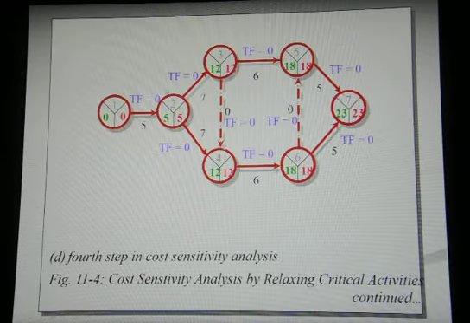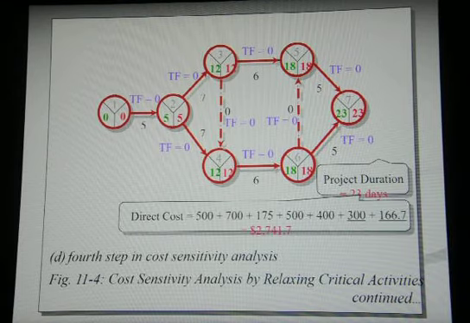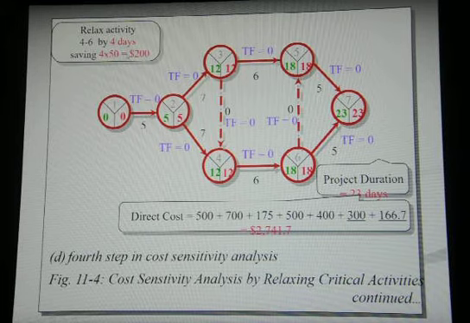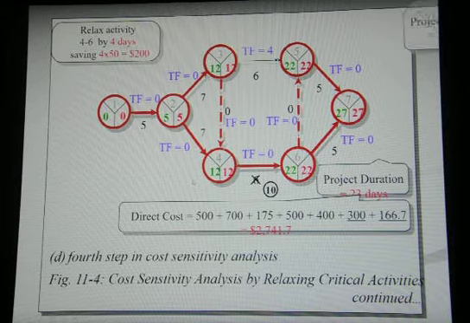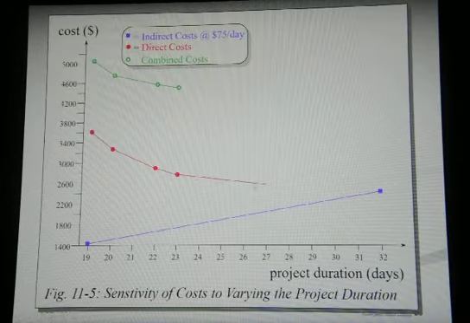We will relax more. Activity 4 to 6 by 4 days, that would be $200. 4 days puts us here at 27, right? And the cost would be this value minus 200, so 2541. So this is at day 27, and then the combined is up there.